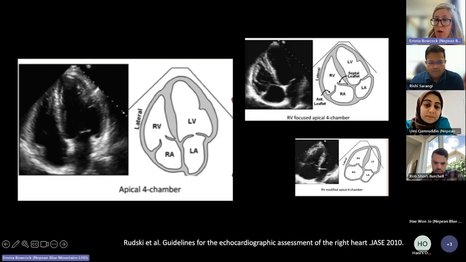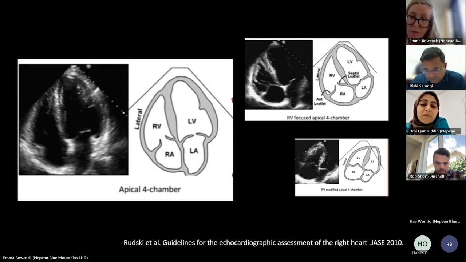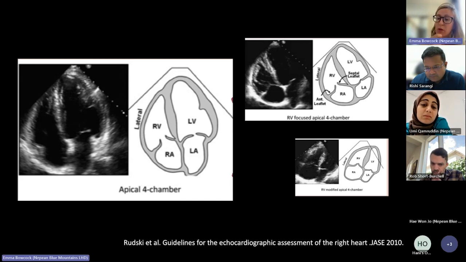Can someone tell me where we would do our measurements to back up what we're seeing subjectively? Which one would you choose? The 4-chamber, the focus view, or the modified view? This one, no, this one you would be overestimating because of how you're slicing through it. So the guidelines recommend cutoffs, does anyone know the cutoffs for the base and the mid?